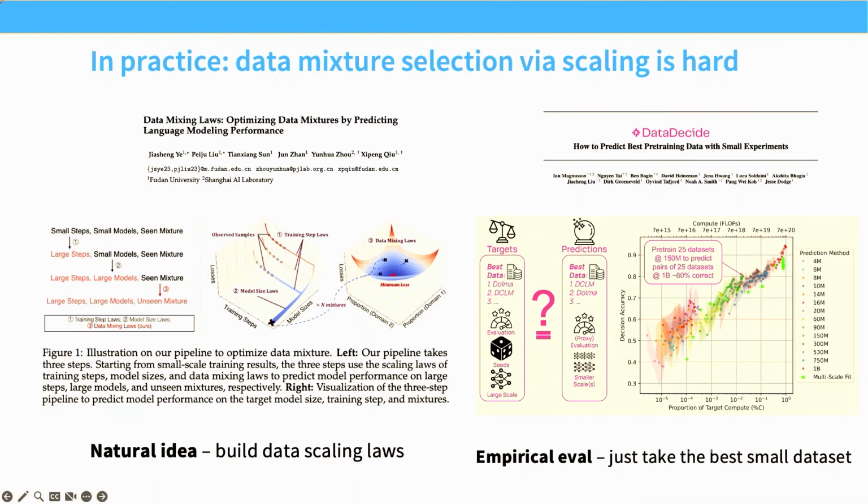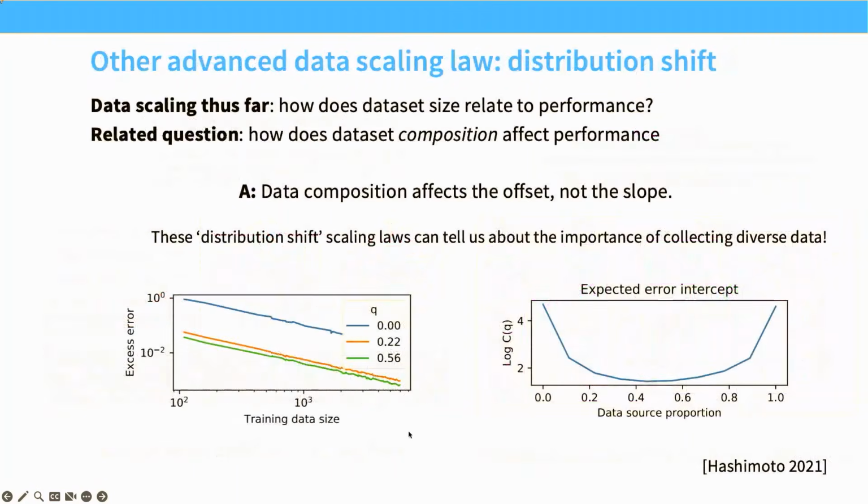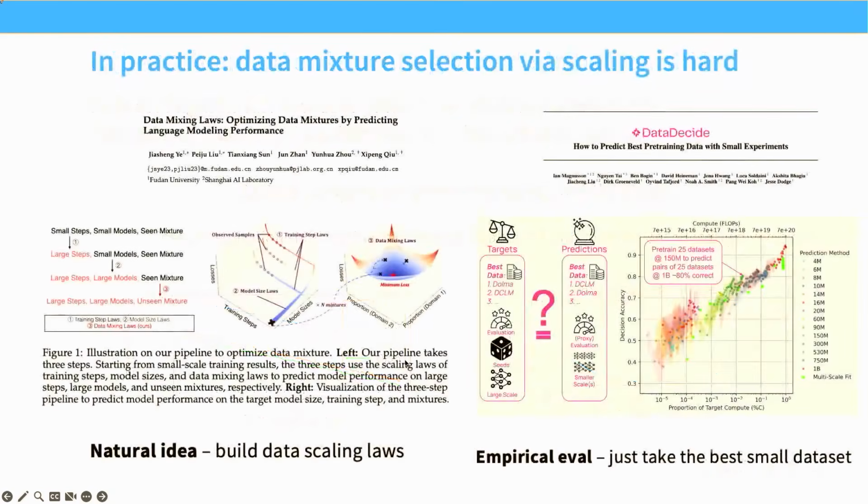And Data Decide, if you're interested in this kind of thing, is a nice large-scale empirical study of these kinds of data mixture things. What they found was actually, if you don't fit a scaling law and instead you just pick the best data mix at the small scale, that works well. For what it's worth, that's consistent with the argument that the intercepts differ, but the slopes don't change. Because if the slopes don't change, the best mixture at small scale is also the best mixture at large scale. Okay.